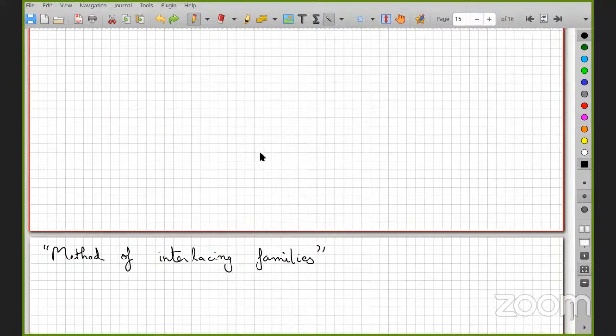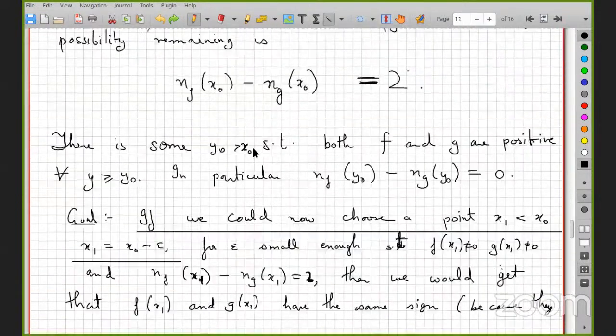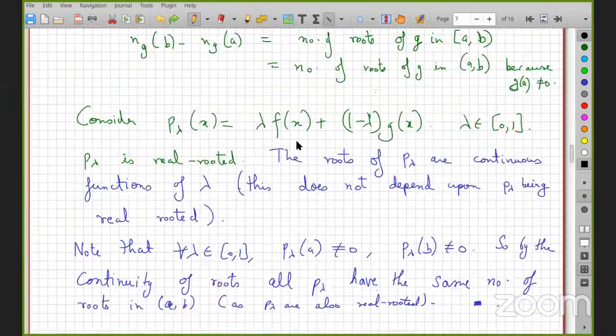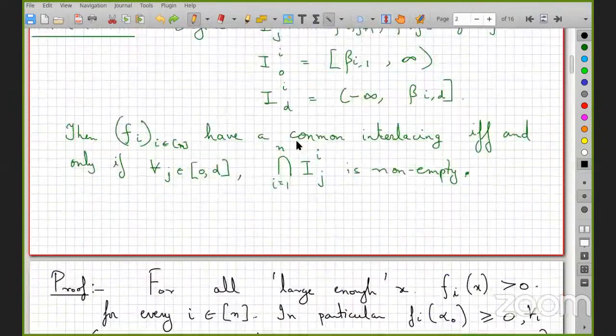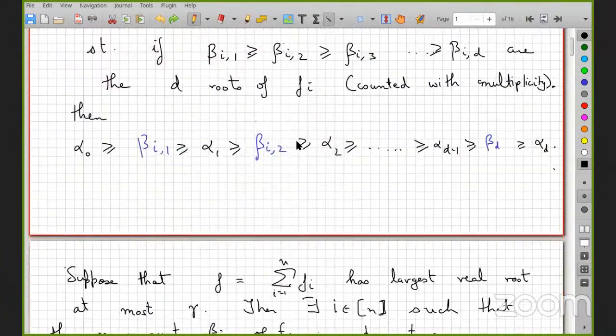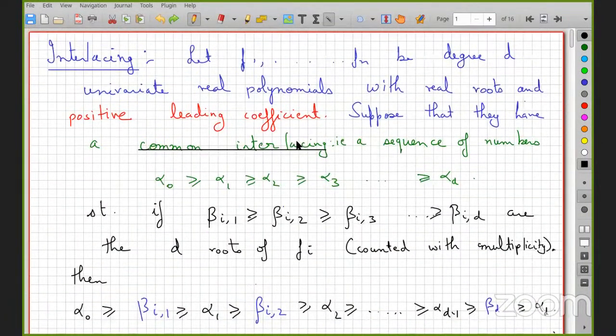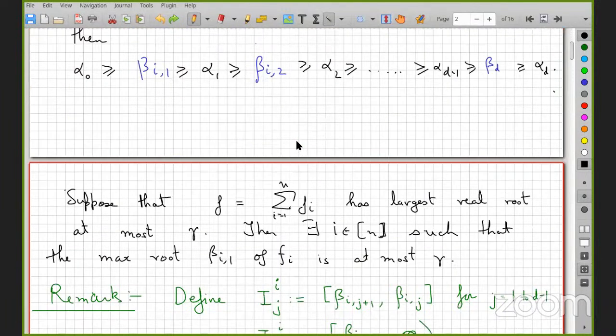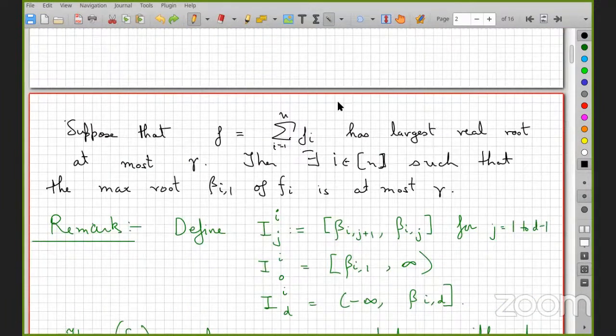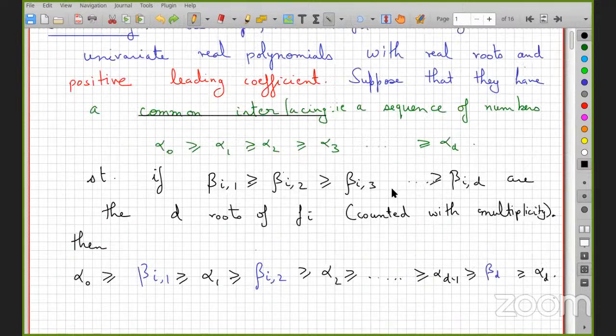So I already showed you one of the simpler observations, simpler in hindsight. This is also from MSS. This lemma: if you have a family of interlacing polynomials, you take the sum, and the sum has its largest root at most gamma, then one of them has a root at most gamma. This is also MSS.